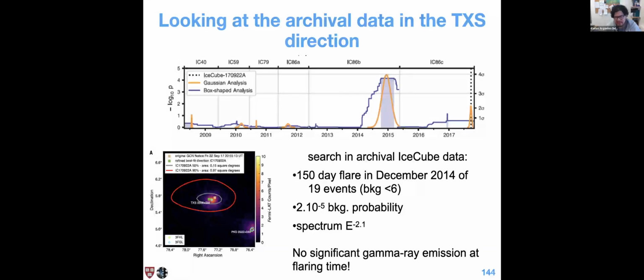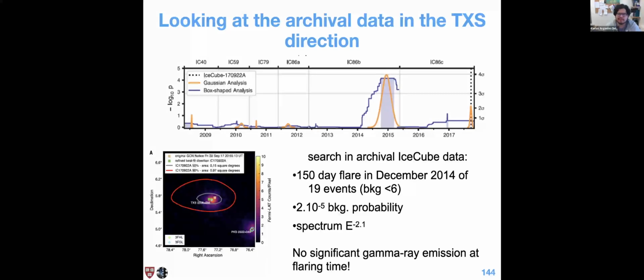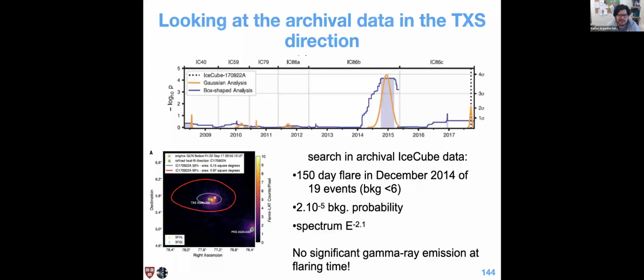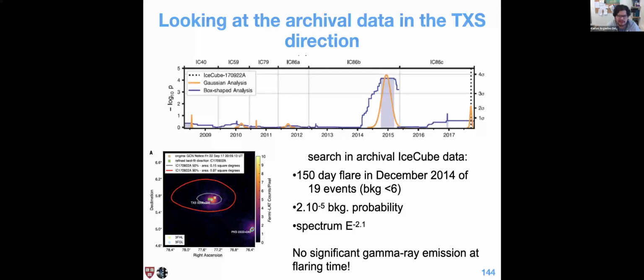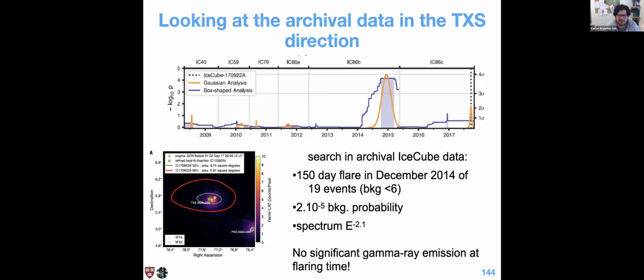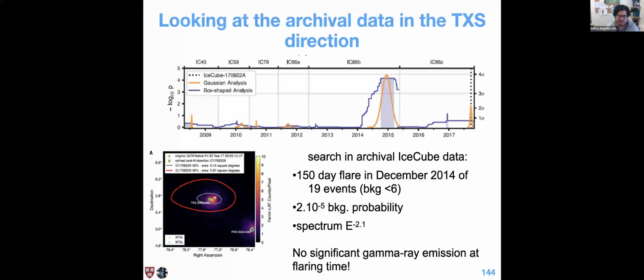You may be wondering what's going on here, because we saw this correlation with gamma rays, but then there were more neutrinos earlier that had no correlation with gamma rays, or at least we didn't send any alerts. And the reason is that there was no gamma ray emission in the earlier times when there was large neutrino emission.